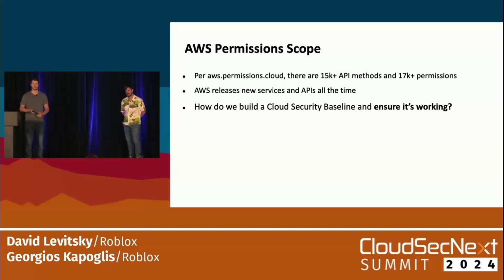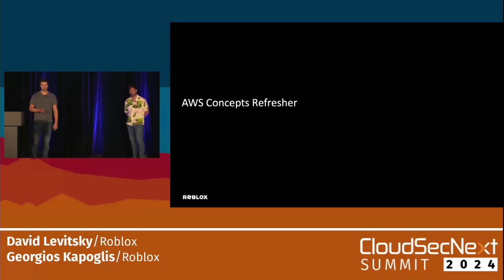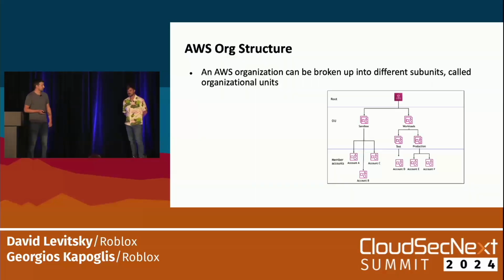Because we want to find out that it's not working from one of our tests and not from an incident, whether it's operational or some kind of breach. We're going to do a very short concepts refresher, just so if you're not familiar, you can understand what we're referring to. So AWS has a concept of organizations.